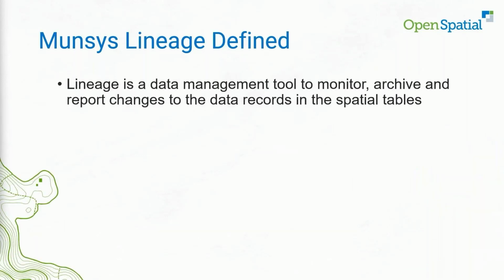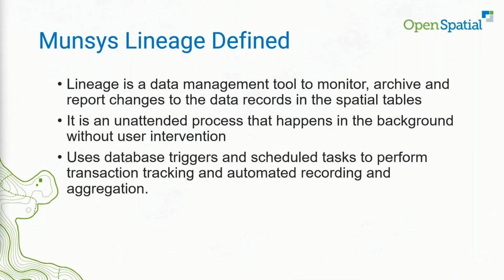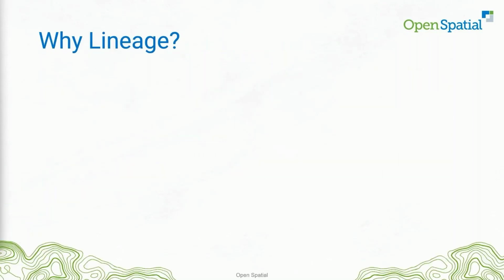From a Munsys perspective, Lineage is a data management tool to monitor, archive and report changes to the data records in the spatial tables. It's an unattended process that happens in the background without user intervention, so it's set and forget, and you get the results over time. It uses database triggers and scheduled tasks to perform transaction tracking and automated recording and aggregation of the data.